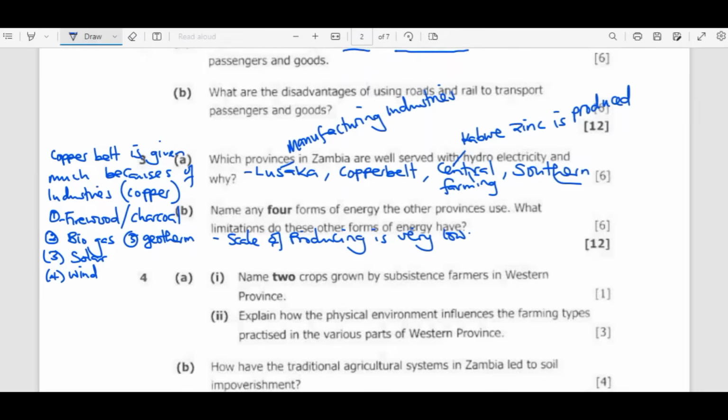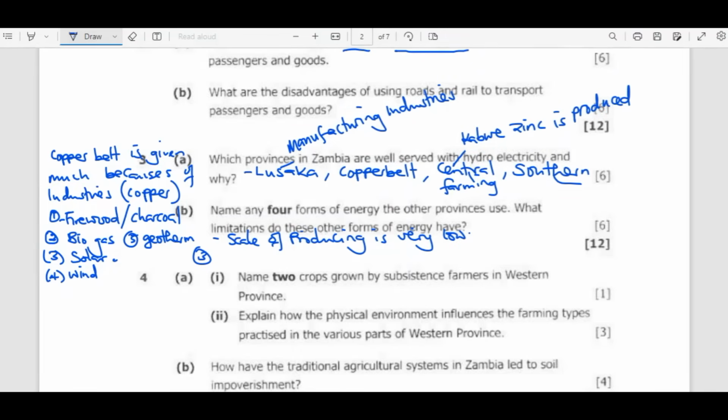Okay, so that is, and then let us move to the other one, which is solar. So we can move to the third one, which is solar. So the limitation of solar, we are saying that yes, energy can be produced, but energy cannot be produced when there are clouds.